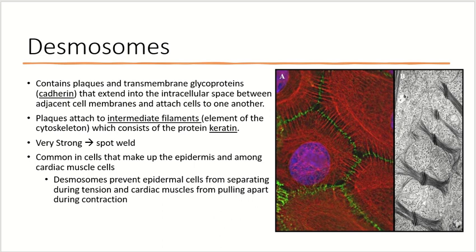So these desmosomes are going to be a very strong type of cell junction. These are kind of like a spot weld, if you will. And these are commonly found in cells that make up the epidermis, as well as cardiac muscle cells. These desmosomes are really important in preventing epidermal cells from separating during any kind of tension on this tissue, as well as helping to prevent cardiac muscle cells from pulling each other apart during the contractions of the heart. So these are really important cell junctions here that we've got.